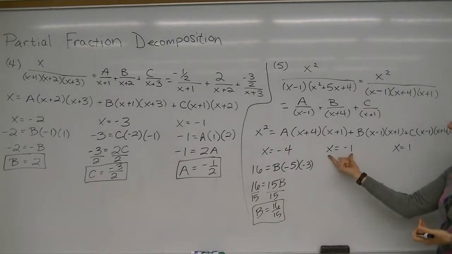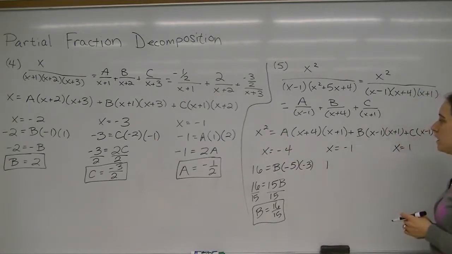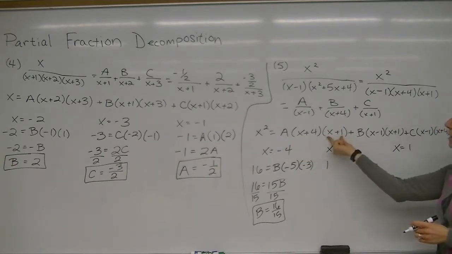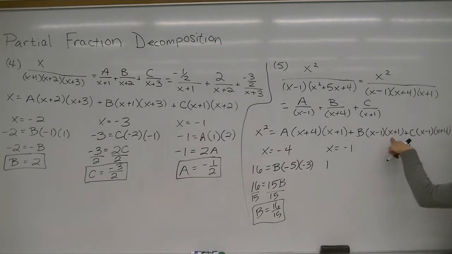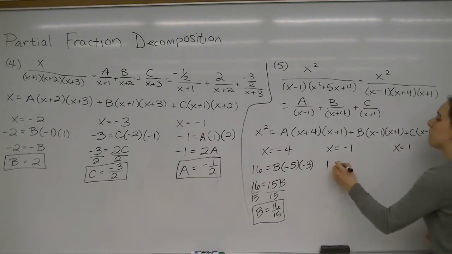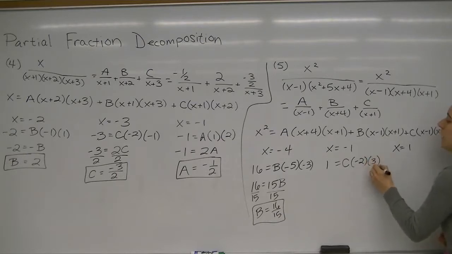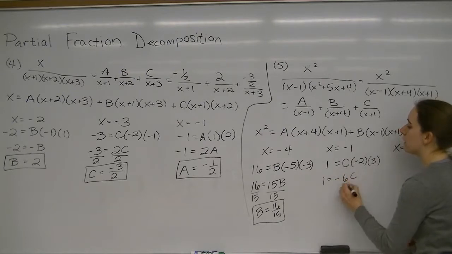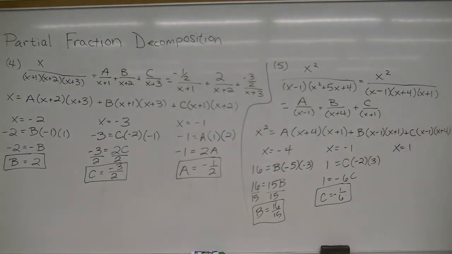Let's see what happens when I take x equals -1. Well, -1 squared is +1. This term will disappear because this will be 0 if x is -1. This term will also disappear because this will be 0. So I'm left with c times -1 minus 1, which is -2, and -1 plus 4, which is +3. So I get 1 equals -6c, or when I divide by -6 on both sides, c is equal to -1/6.